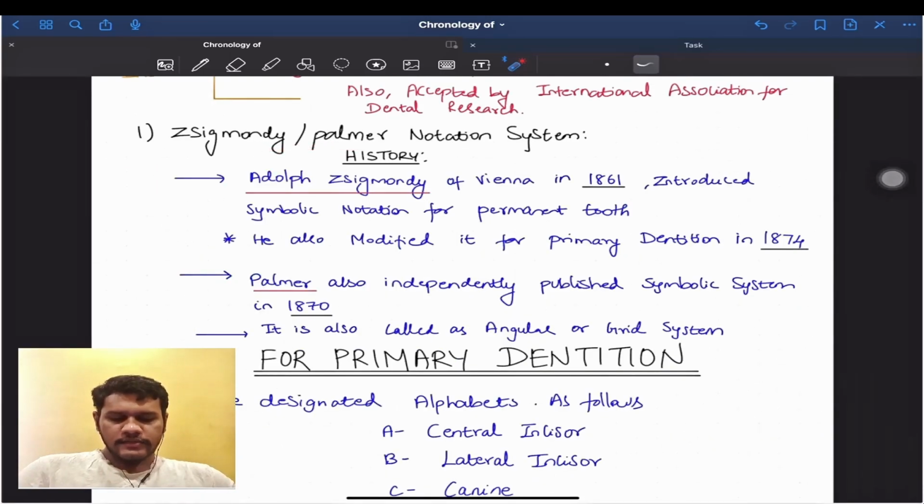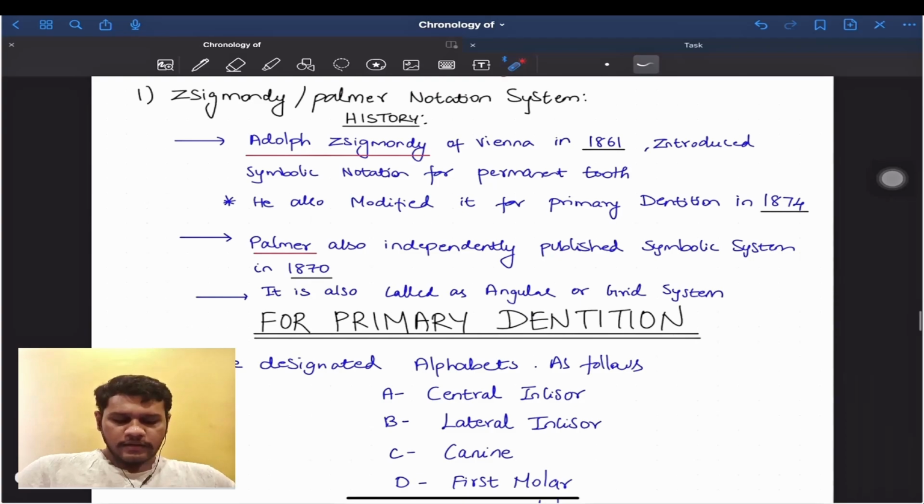The same is given to Adolphe Zsigmondy of Vienna in 1861. He introduced a symbolic notation for permanent teeth. He also modified it for primary dentition. Initially it was made for permanent dentition, then he changed a few things and made it for primary dentition in 1874. On the other hand, Palmer also independently published a symbolic system in 1870. So the other name for the system is the angular or grid system.